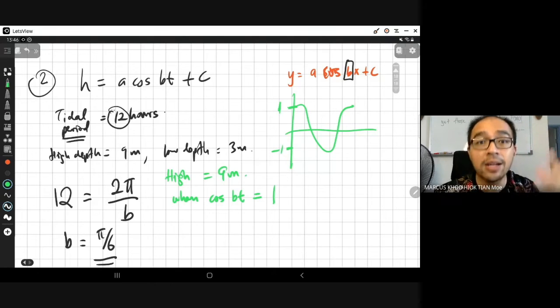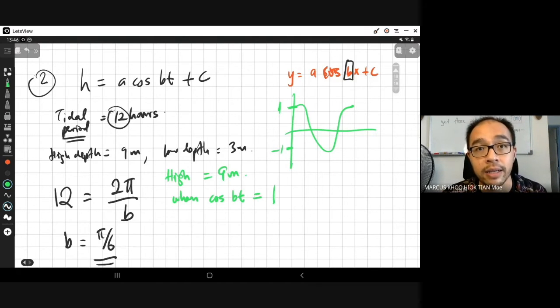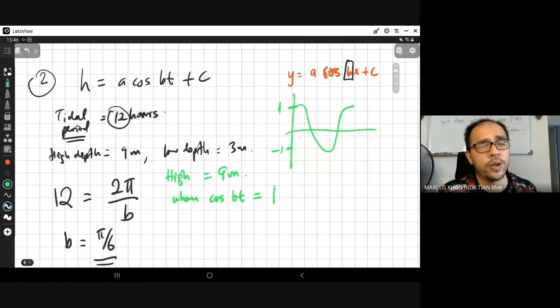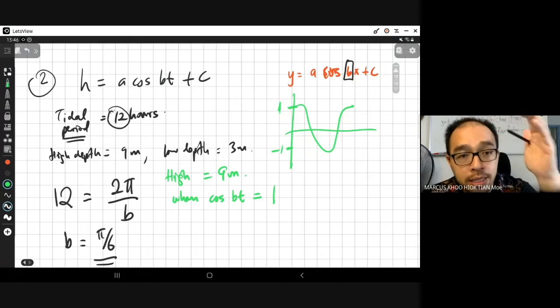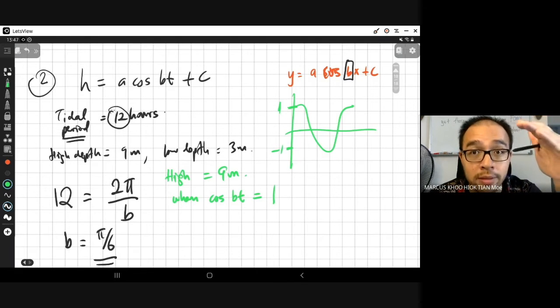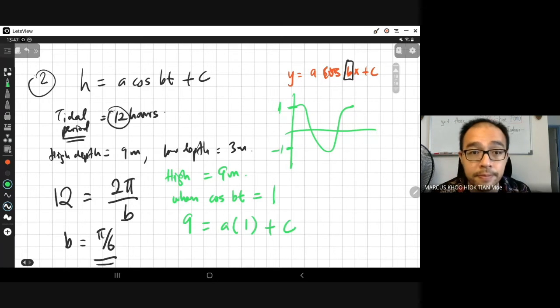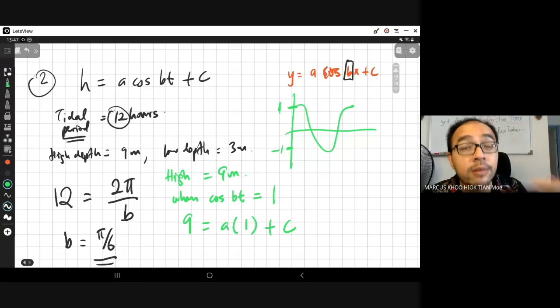So again, now we're using everything that we've learned in sine, cos and tangent, especially sine and cos. Tangent has no real amplitude, right? The highest depth happens when cos BT equals 1. We have fixed that already. We don't even need to find B actually. Therefore I can say that 9 equals A times 1 plus C, because maximum is when the cos function is maximum, and the cos function is maximum when it is 1. So 9 equals A plus C.